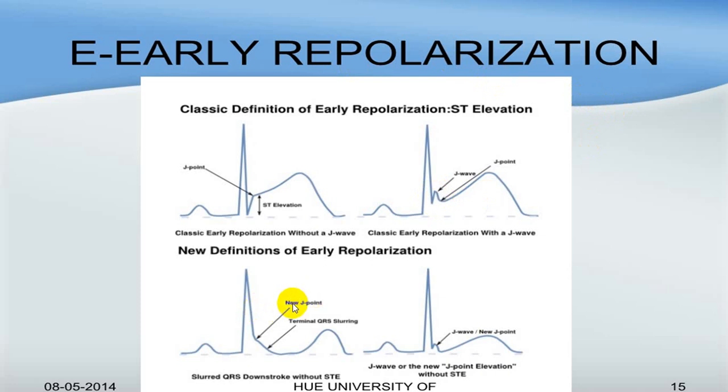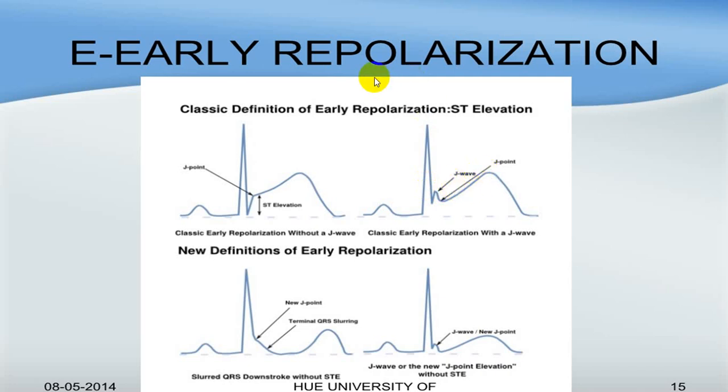You can have, see here, you have got a J point and then there is a terminal QRS complex which is slurred like this, or there is a J wave appearance and there is a J point without ST elevation. Here this is with ST elevation. So if you see ST elevation, always rule out early repolarization and pericarditis.